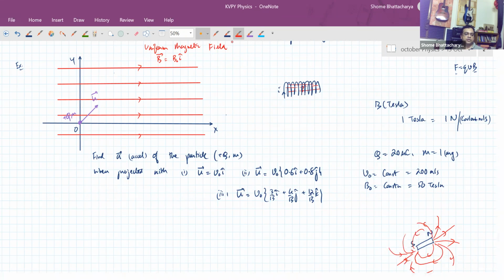However, there is something called a horseshoe magnet that can be used to generate something which is more or less uniform in a certain small region, the magnetic field generated. So this is the North Pole and this is the South Pole. So there will be slight variation, but this region will have more or less a uniform field.